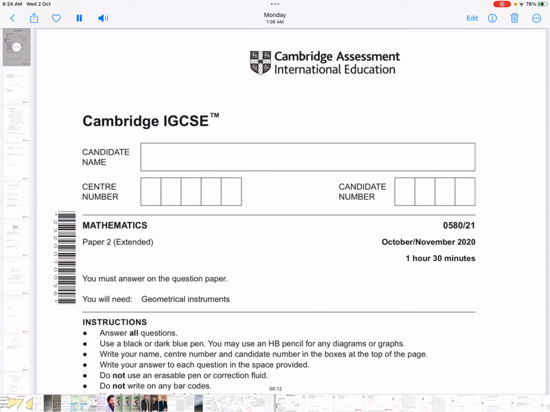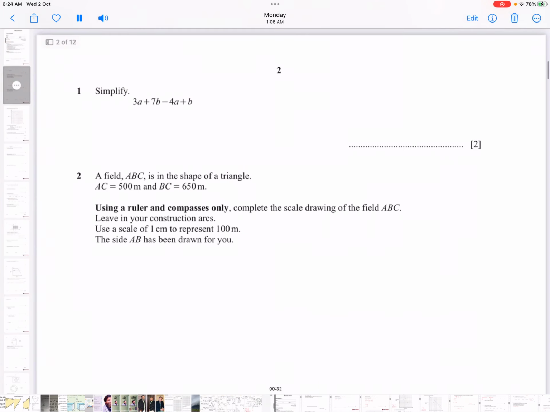The code is 0580 extended. Let's solve this paper today.